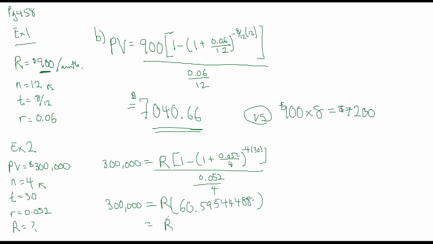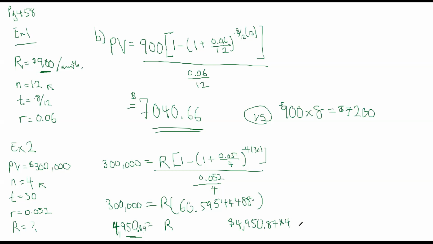That means R is $300,000 divided by 60.5954 or something, which gives me this much every 4 months. Okay, and this is not from the government. This is my own money that's coming out. But because it's coming out in pieces, I'm going to actually be able to take out a lot more than $300,000.